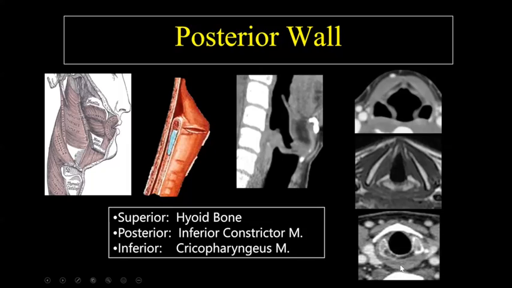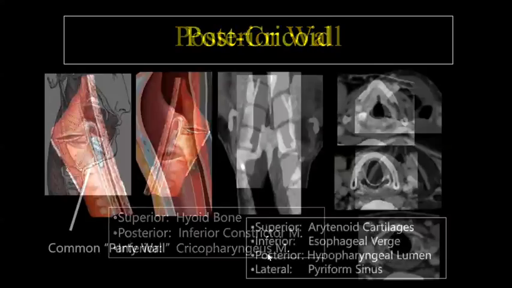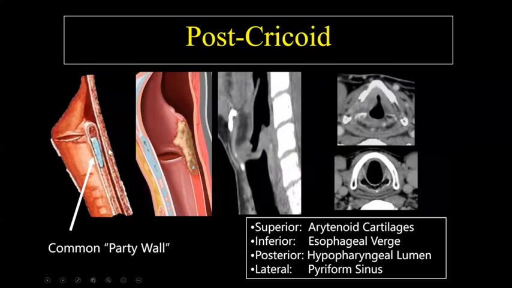But the posterior pharyngeal wall eventually transitions into the esophageal verge, and the esophageal verge eventually goes into the cervical esophagus, and the inferior border of the posterior pharyngeal wall is this muscle, which is the cricopharyngeus muscle. The postcricoid area is a very unique area that separates the hypopharynx from the larynx. And as I mentioned before, there's a common wall here that extends from the hypopharynx to the larynx that's referred to as the party wall.